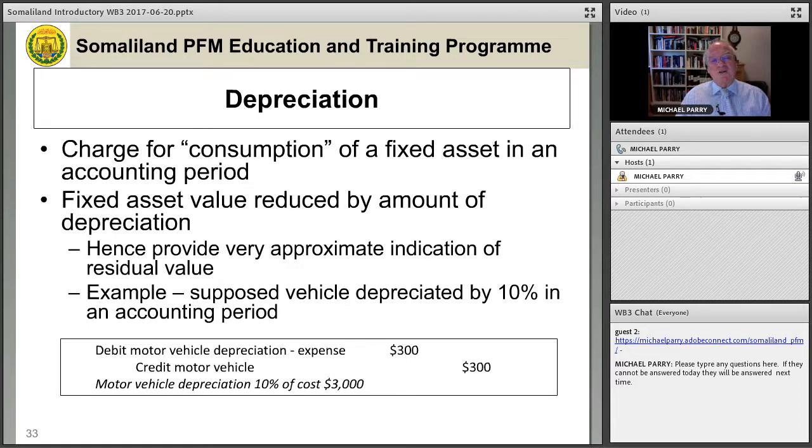And that reduction in the value does provide an approximate indication of the fact that the vehicle will be worth less as it gets older, but it is not intended to be an accurate valuation. That's simply an incidental benefit of depreciation, if you like. There are many different ways of calculating depreciation. We just don't get into those at this stage.